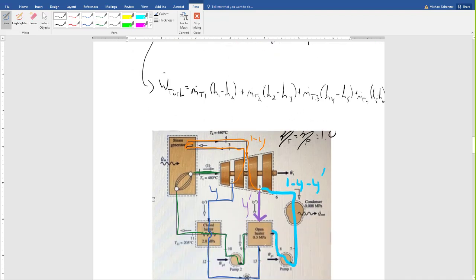Okay, now we're going to have plus my 2 pumps. This is going to be the same expression, but I'm adding it, so it's going to be a negative number. So this is m dot times H7 minus H8, I'm sorry. Because this first pump goes from 7 to 8, plus m dot P2 times H9 minus H10. The second pump goes from 9 to 10. Nice, so that's good.